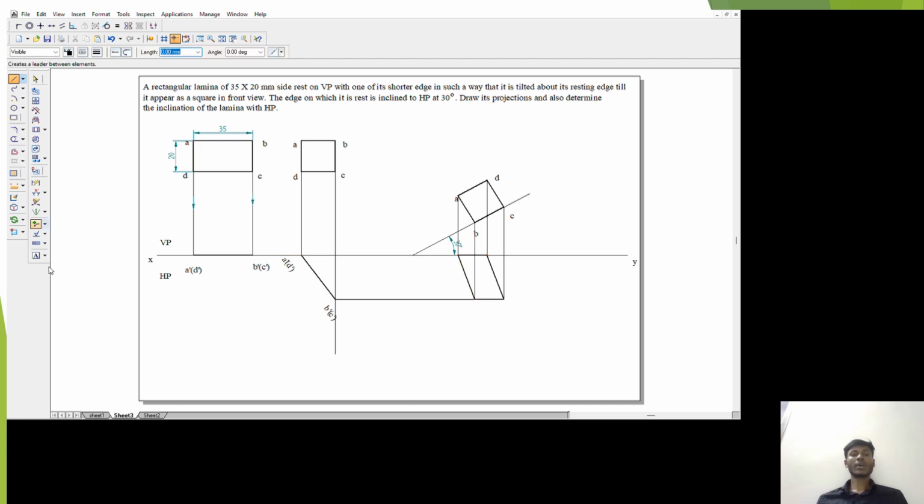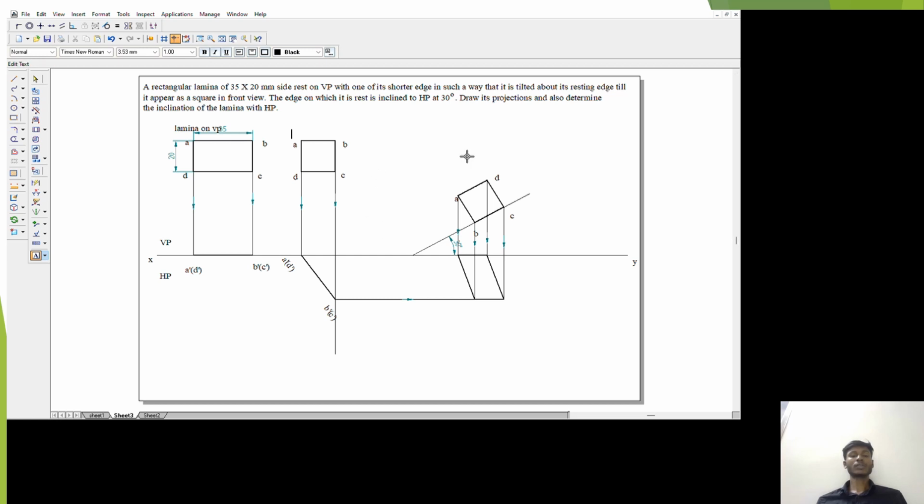A pentagonal lamina of 25 mm side is placed on HP with one of its corners such that the plane surface makes an angle of 30 degrees with HP. The perpendicular bisector, which is passing through the resting corner, appears at 45 degrees to VP. Draw its projection. Draw the XY line, go to annotation, mark XY, the upper position as VP and the lower position as HP, and then take a 25 mm line.